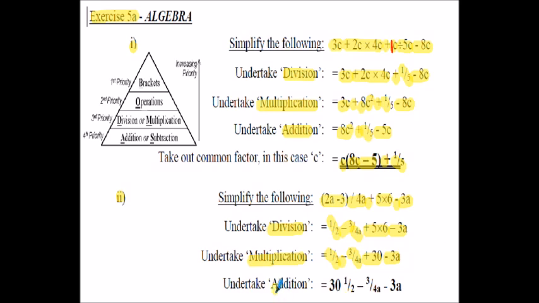Finally, I look at the addition. The only thing I can add up here are the numerical values. Nothing else I can add up because it's not like terms. So all I can do is add the 30 to a half to get 30 and a half, or 30.5. Take away the 3 divided by 4a, take away the 3a. There's nothing I can do really to simplify that any further.